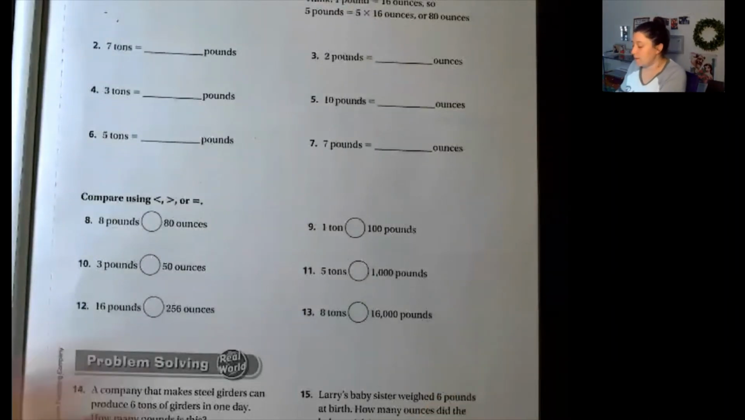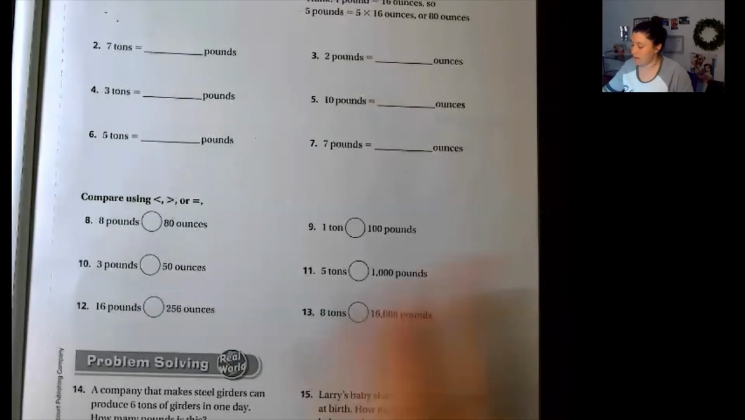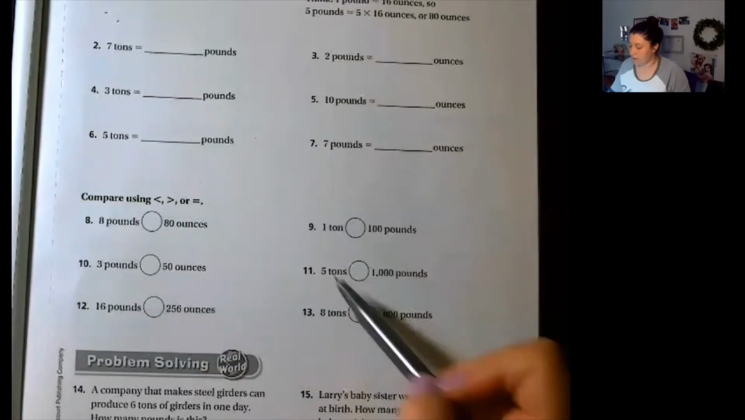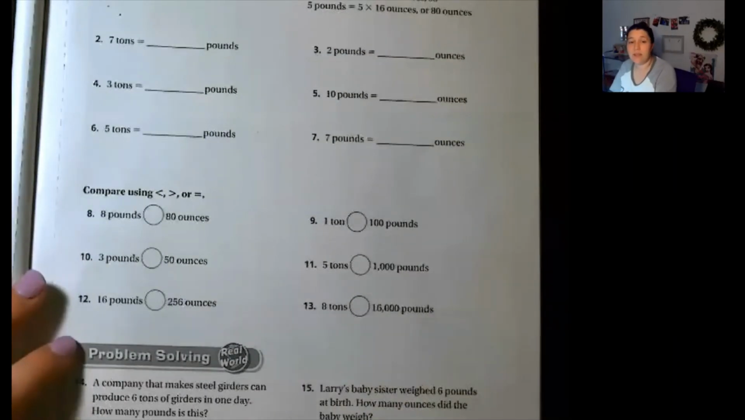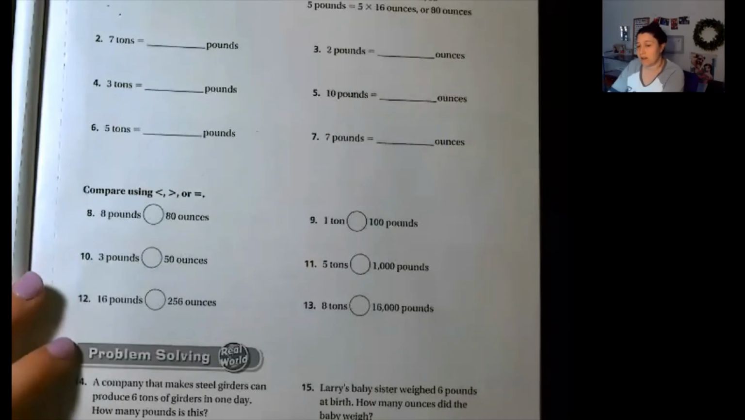Okay, the next section, you're going to compare. So again, you're going to have to do what you did up above, convert your bigger unit of measurement into your smaller. So we're looking at pounds and ounces. I'm going to convert the pounds into ounces and then see what's bigger. If I'm looking at tons and pounds, like on this side, we're going to convert our tons into pounds so we can compare them. They have to be the same unit or we cannot compare them.